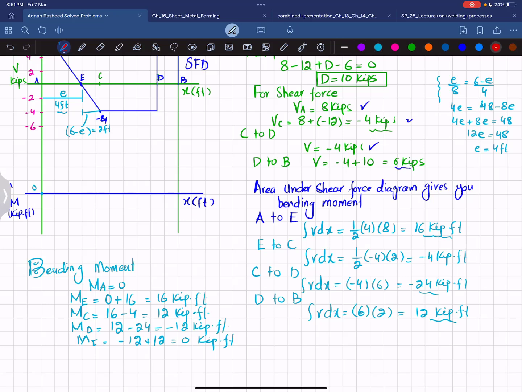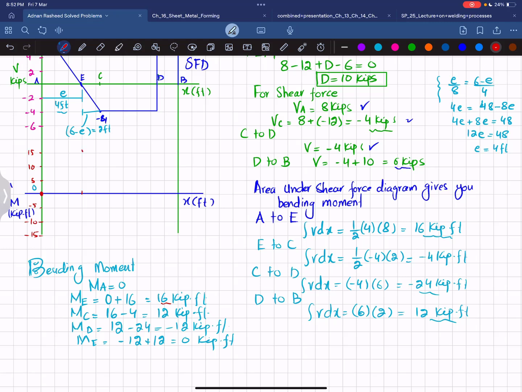For that, let each division be equal to 5. So 10 kips into feet, 15. Similarly, -5, -10, and -15. At point A, the moment is 0. And at point E, this is your point E, the moment is 16 kips into feet. So it will be like this. This will be the point.